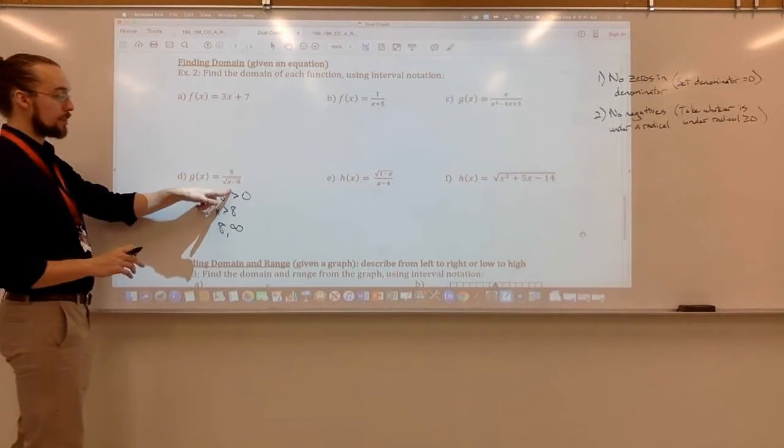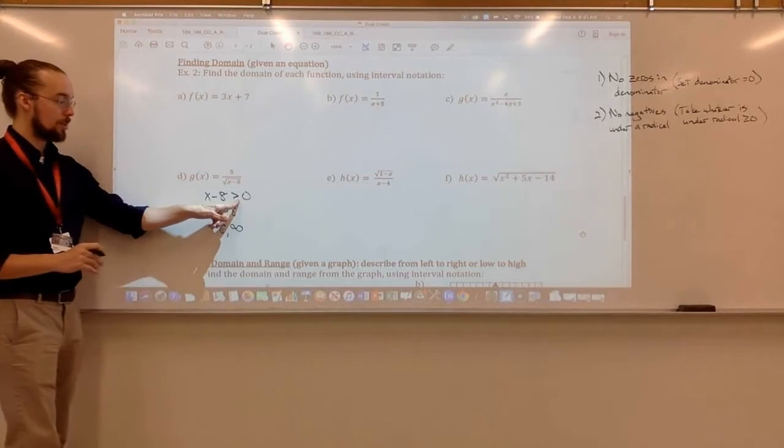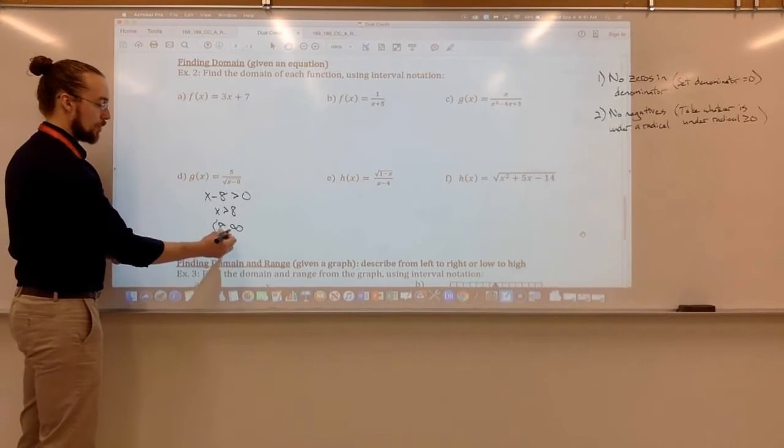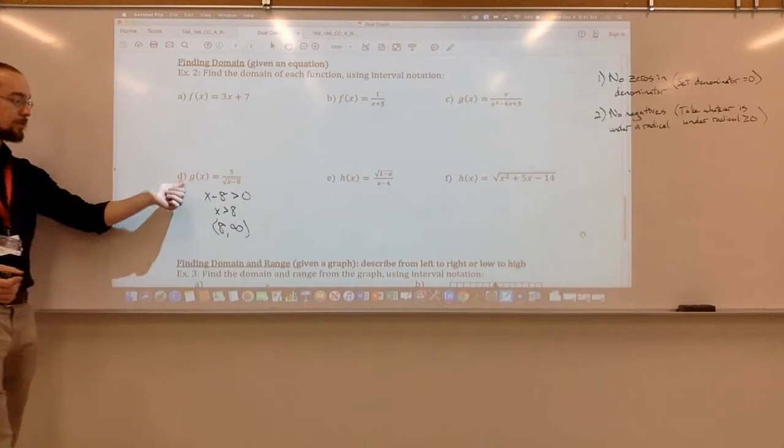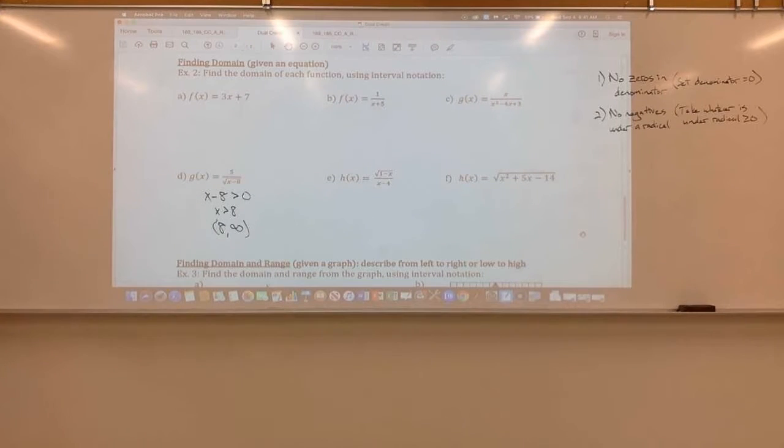No, right? Because 8 would make the denominator 0. That was the point of not including 8 here. So my interval notation for my domain here is 8 to infinity. I was wondering, can you just make it a 9?